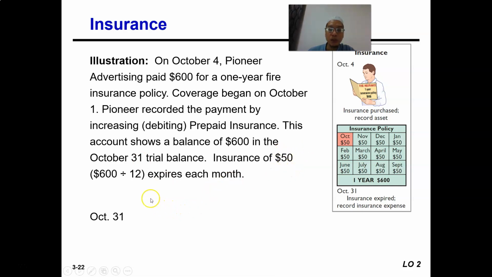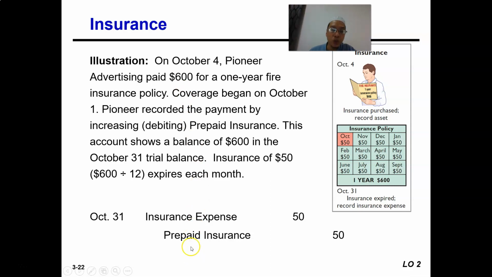Okay, so how do we do the adjustment? We need to debit insurance expense because after 1 month, Pioneer has actually used up 1/12 of the 600 that they paid, which is $50. Okay, so we need to debit insurance expense by $50, and we need to credit prepaid insurance because at October 4, Pioneer paid $600, so $600 is a debit to an asset account.